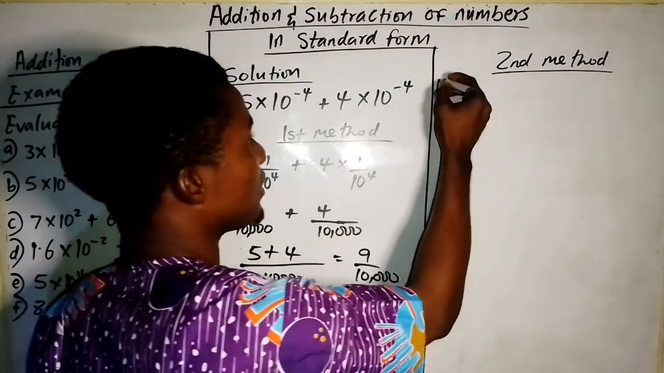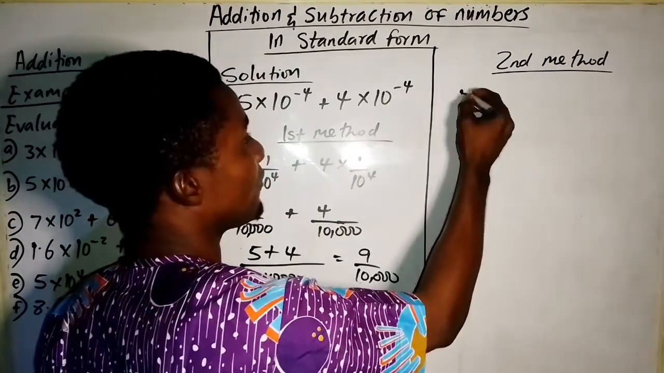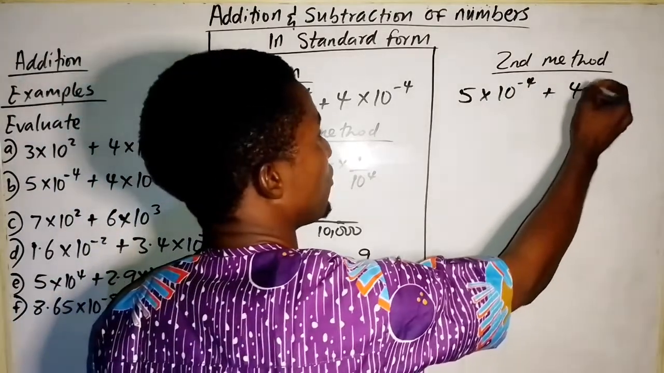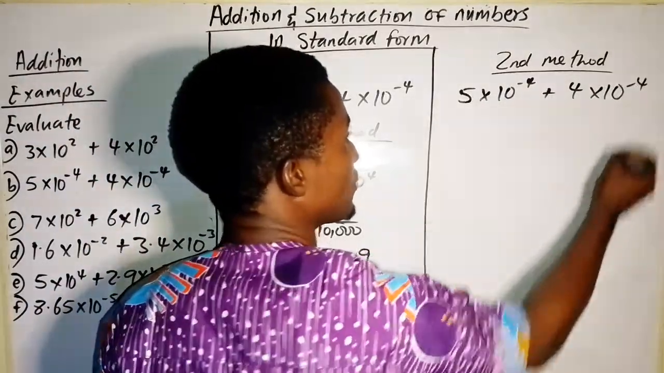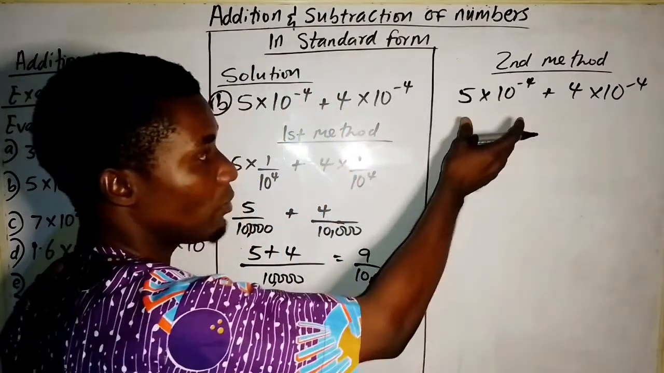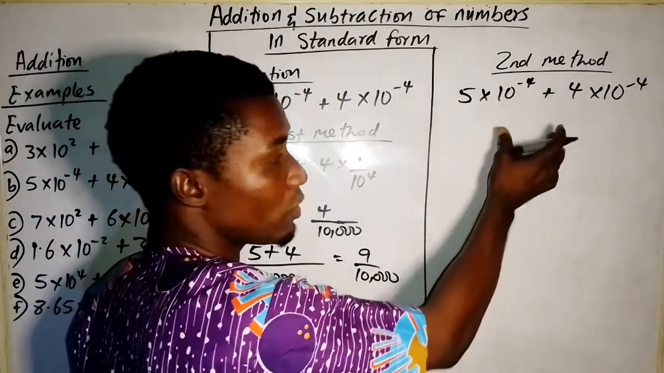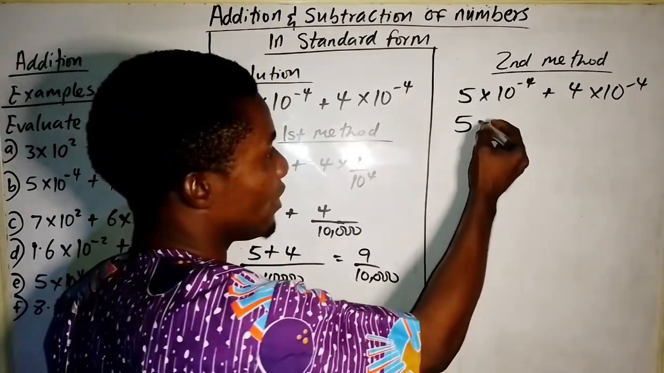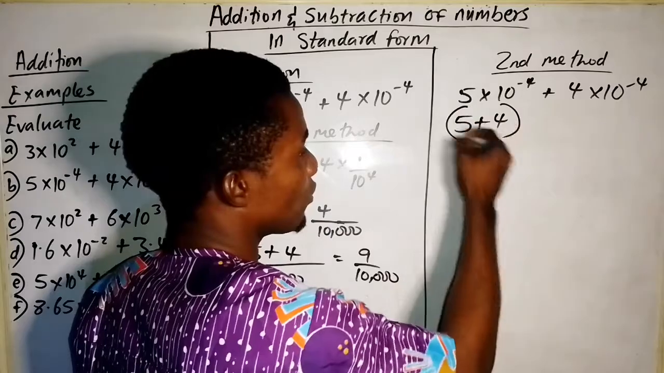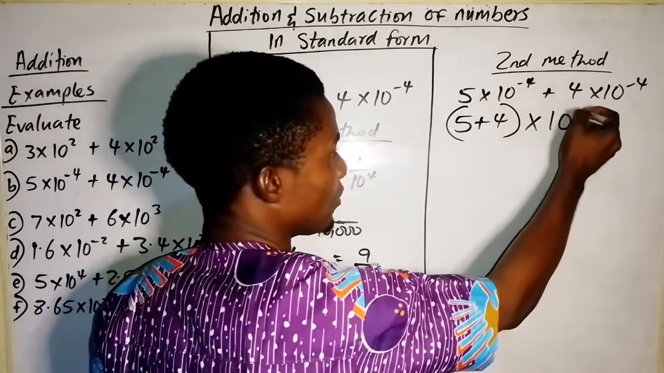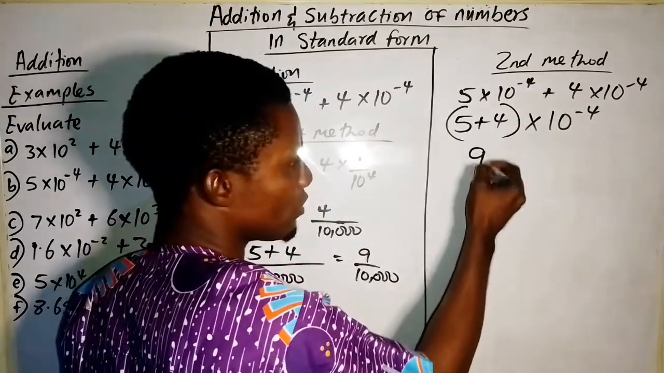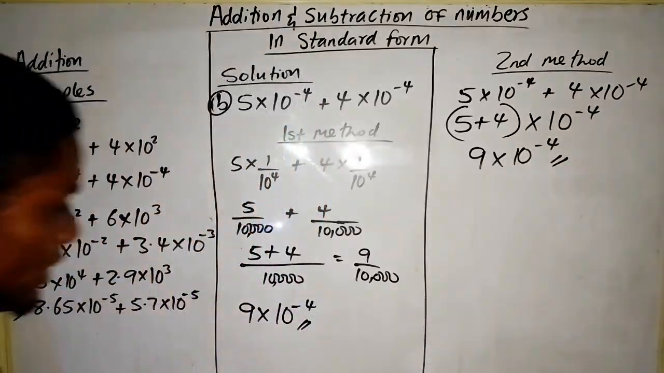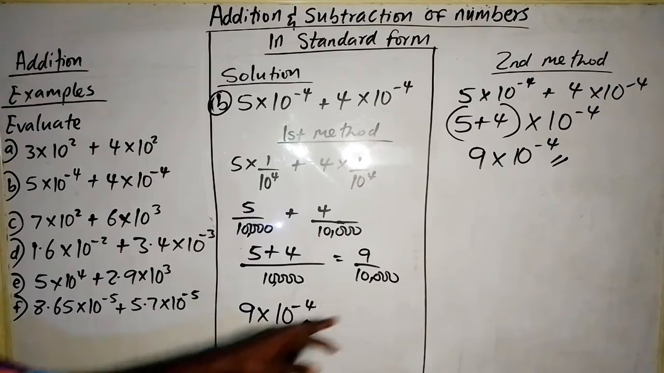Now, the second method, we have 5 times 10 raised to power minus 4 plus 4 times 10 raised to power minus 4. Now, they have something in common. The base of these two questions are the same. So what we just need to do is to add up the coefficients. So we have 5 plus 4, close bracket, 10 raised to power minus 4. So this is going to give us 9 times 10 raised to power minus 4. So you can see that the answer for the first method is the same as the answer for the second method.